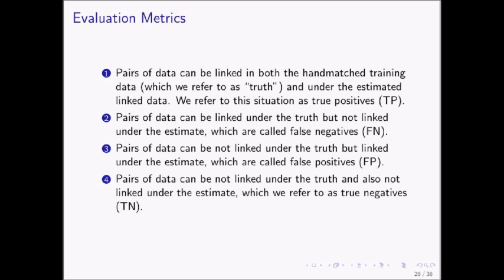I'll call this a TP. If we have pairs of data that are linked under the truth but not linked under the estimate, these are called false negatives. If we have pairs of data that are not linked under the truth but linked under the estimate, then we call these false positives. And if we have pairs of data that are not linked under the truth and also not linked under the estimate, we refer to these as true negatives.